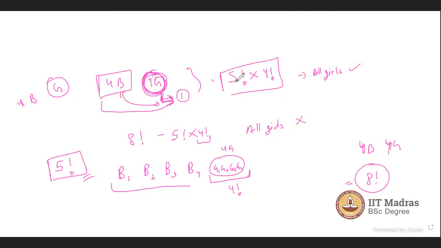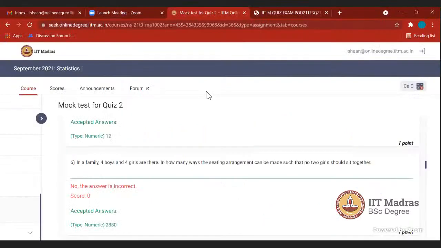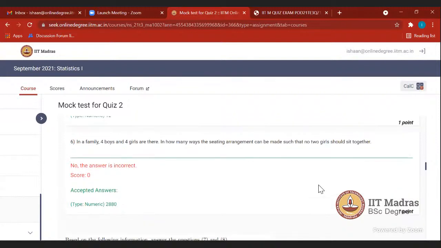But again, I didn't get why we are doing 8 factorial minus. 8 factorial is the total number of ways to arrange them. Correct. So in how many ways all the girls will not be together is the total number of ways minus when they are together. Okay. Yes, sir, that's it. So we can do the same thing by total number of ways minus 2 together.